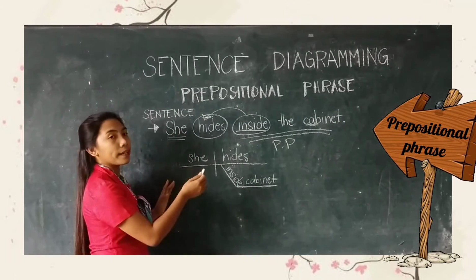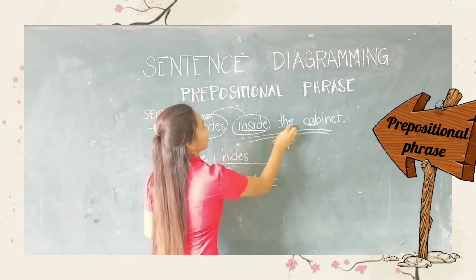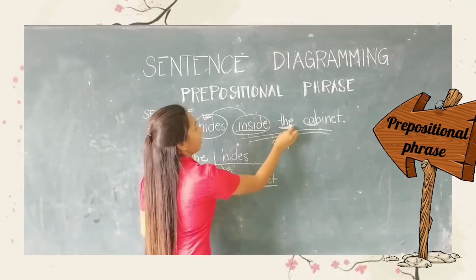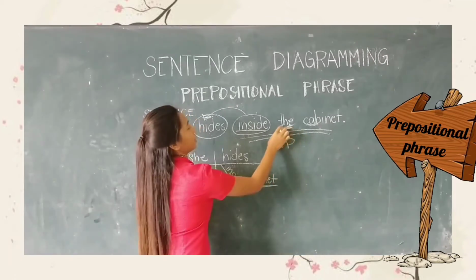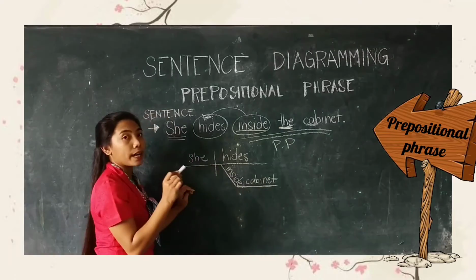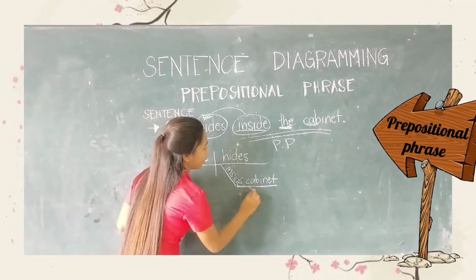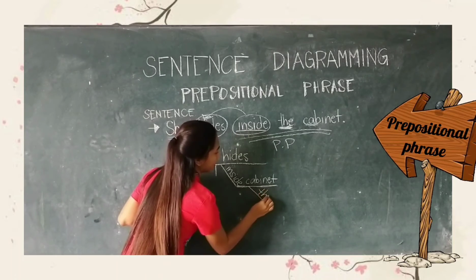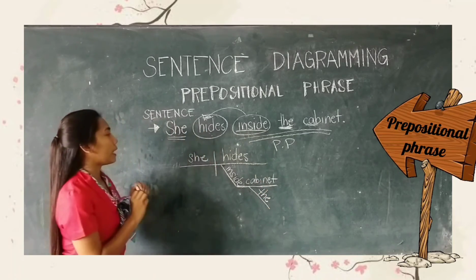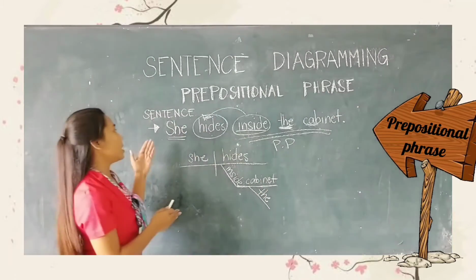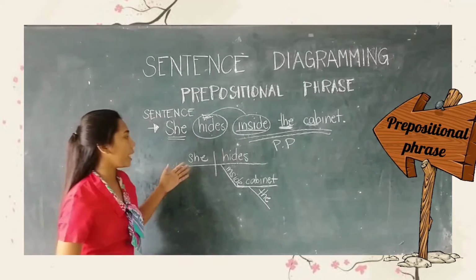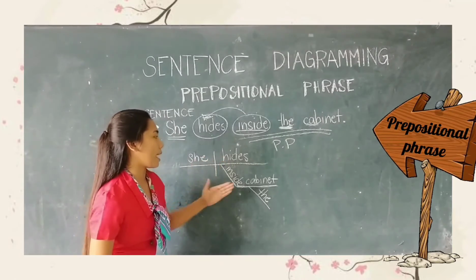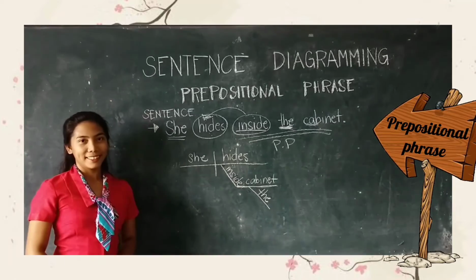So don't forget the determiner the. We have to put the determiner or even the articles under the word it modifies, which is the cabinet. Therefore, we have to write the here. So let us check if we diagrammed this sentence completely. She hides inside the cabinet.